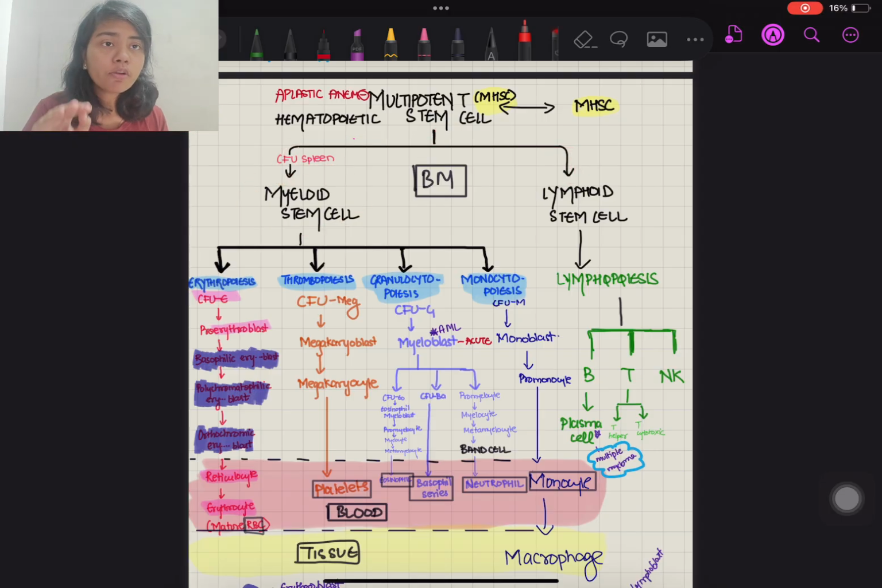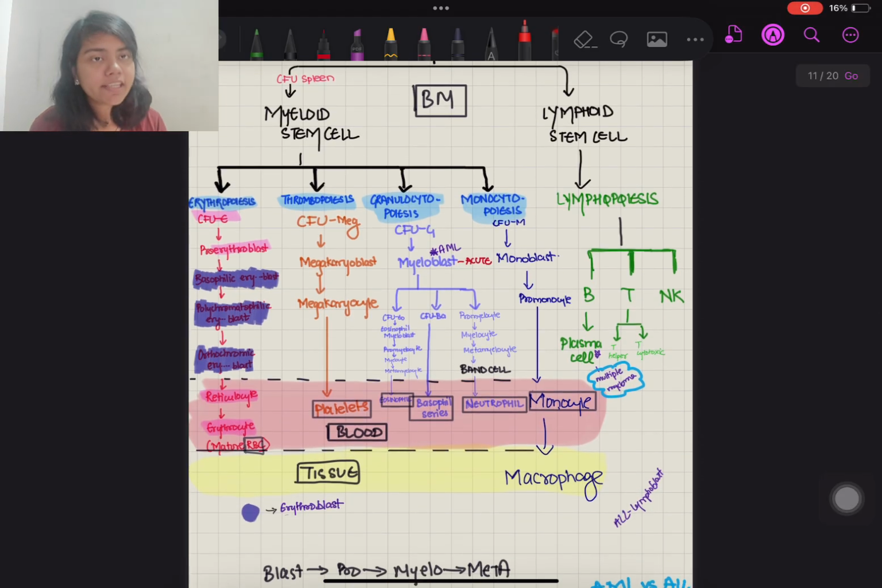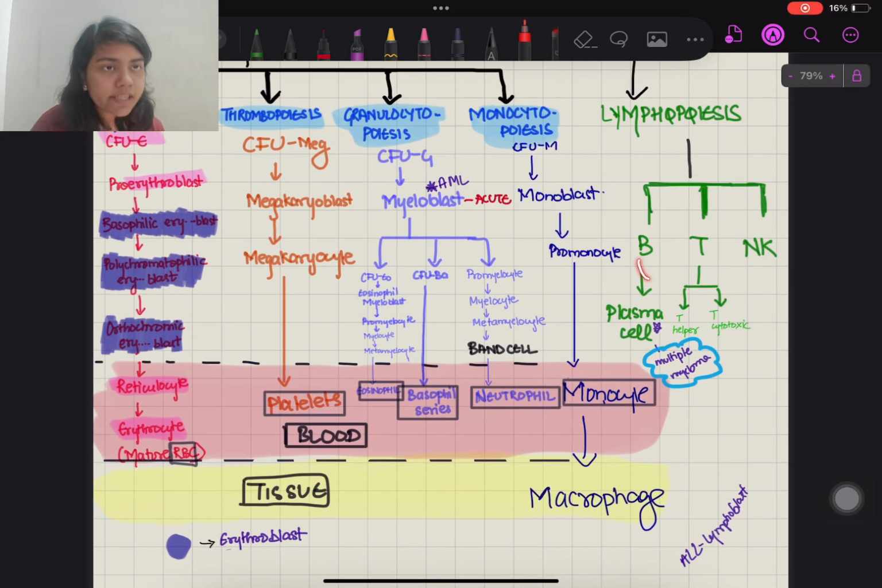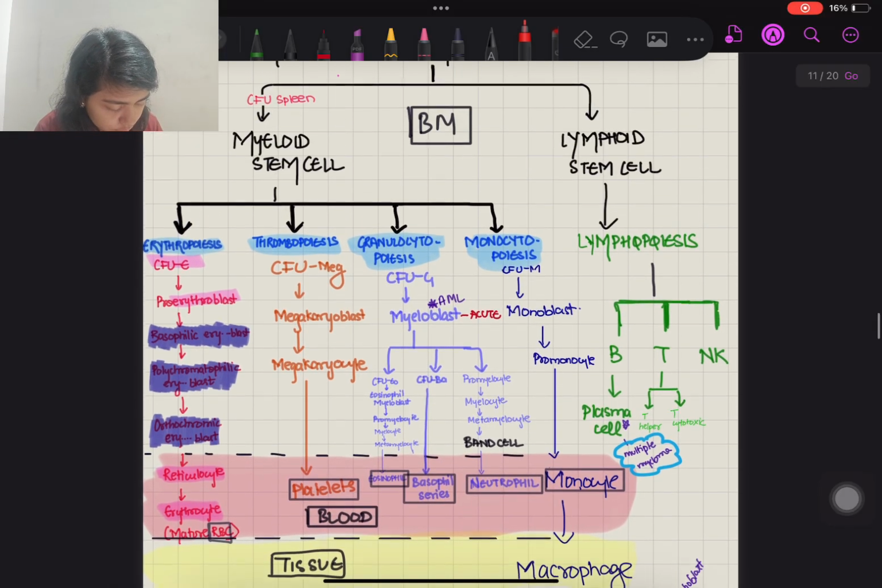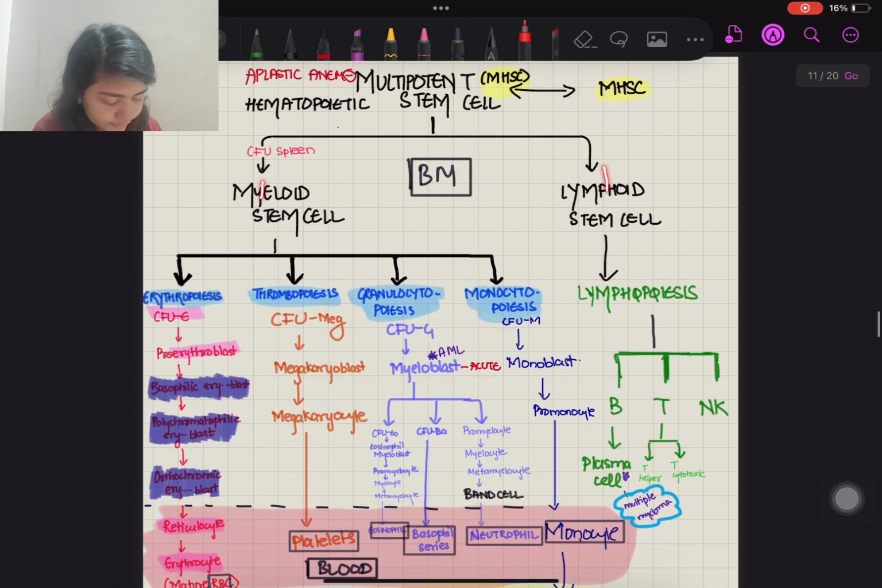Myeloid stem cell, okay, so how to remember what the myeloid stem cell will make? The myeloid stem cell will synthesize everything except B, T and NK cells. Okay, so everything except B, T, NK cells, meaning RBC is included. So it will do erythropoiesis, right? Platelets are included, so it will do thrombopoiesis. Excluding B, T and NK, your granulocytes and monocytes are included. So granulocytopoiesis and monocytopoiesis are included. Now, myeloid stem cell, lymphoid stem cell.